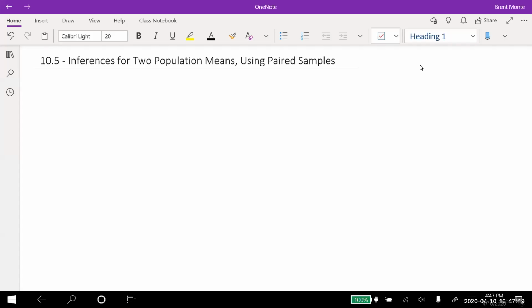Hey everybody, today we're going into section 10.5, inferences for two population means using paired samples. Now we've only got one section to do today, and I'll give you a couple examples in here.